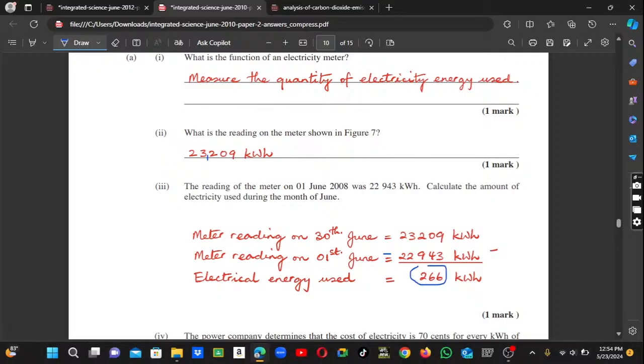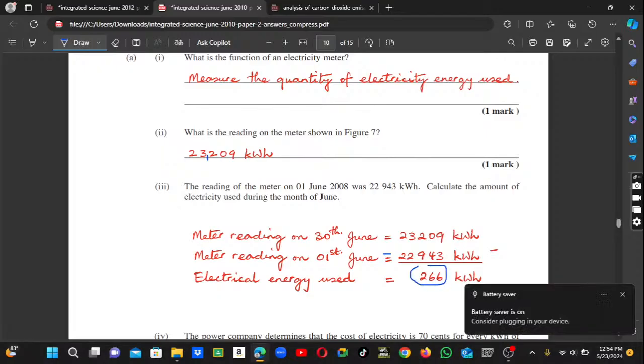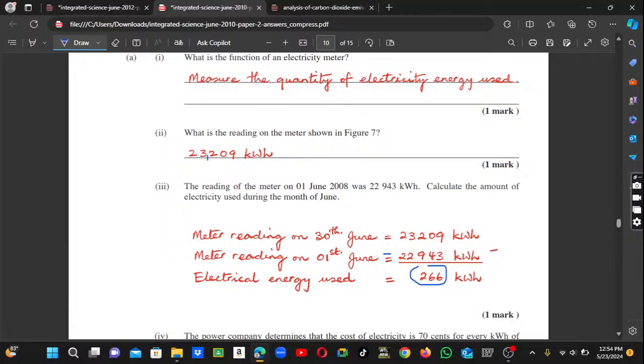So when you get this number, guys, what we would do is take away the other number. So we take away the 1st of June reading, which was 22,943. We're just going to take away the 1st of June reading from the later meter reading. This was the first reading that we get, and we take it away from the other one. So therefore we get 266 kilowatt hours.